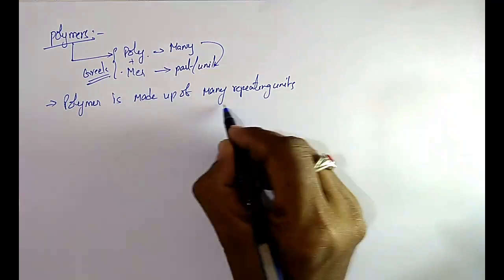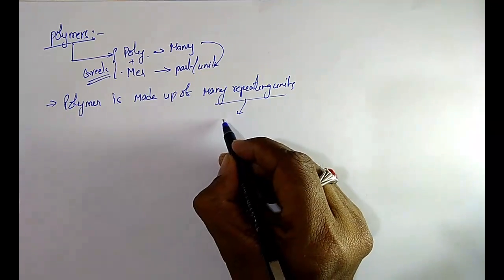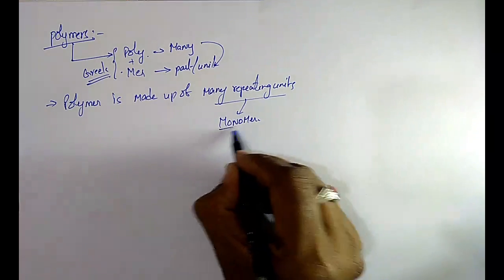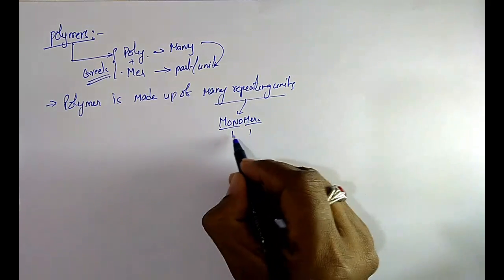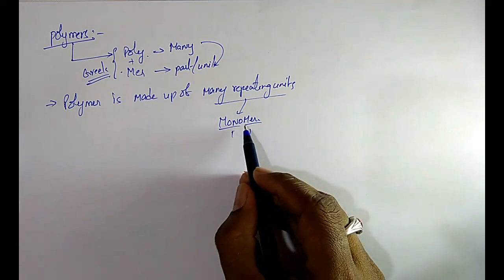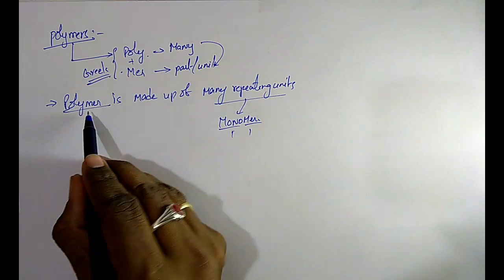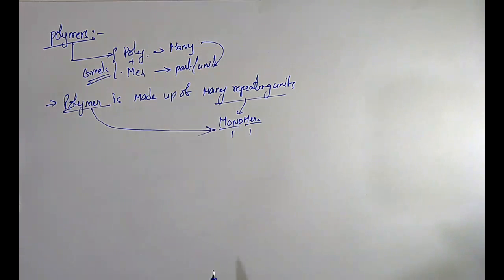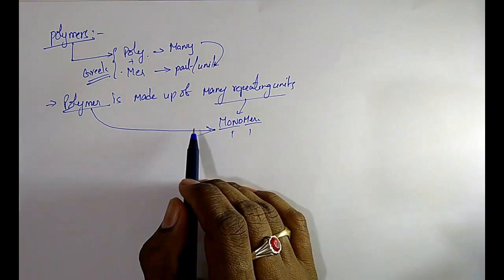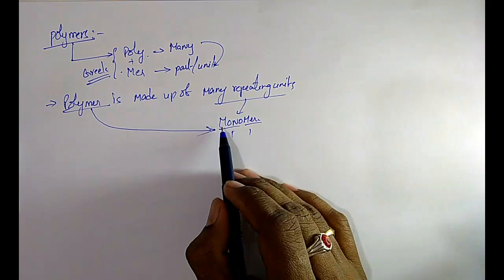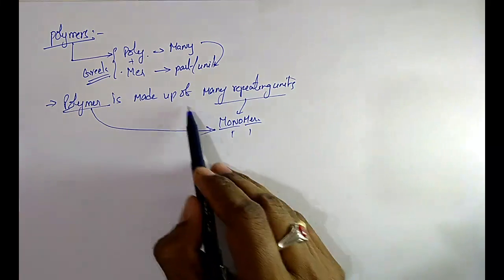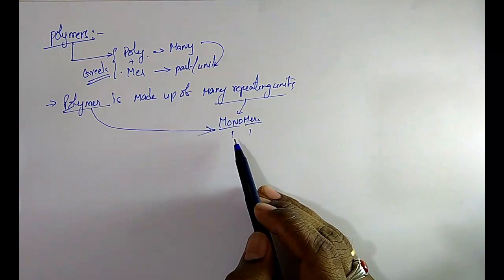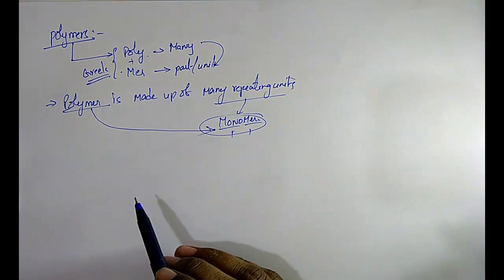These repeating units, or one repeating unit, we can call a monomer. Mono means one, mer means part, only one part. So we can also define a polymer as being formed by many monomers. These repeating units are derived from simple and reactive molecules, and those are called monomers.